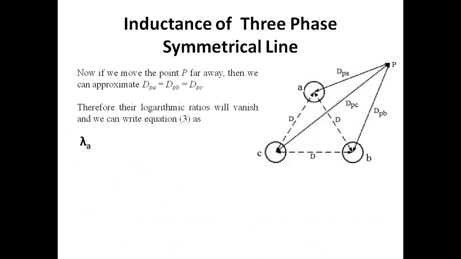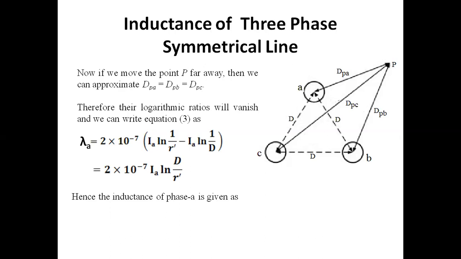So finally, log 1 must be equal to 0. So this part is removed, and the final expression is lambda equals 2 into 10 to the minus 7 [IA ln 1 by r' minus IA ln 1 by D]. The remaining part becomes 0 because log 1 is 0. So finally, 2 into 10 to the minus 7 IA ln D by r'. This is the total flux linkages for conductor A.